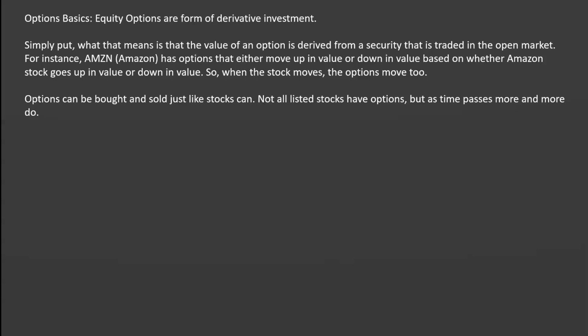And those options move up in value or down in value based on whether Amazon's stock goes up in value or down in value. This is because the option value is derived from the stock. So when the stock moves, the options move too. Options can be bought and sold just like stocks can, but not all listed stocks have options. But as time passes, we're seeing more and more stocks become optionable.